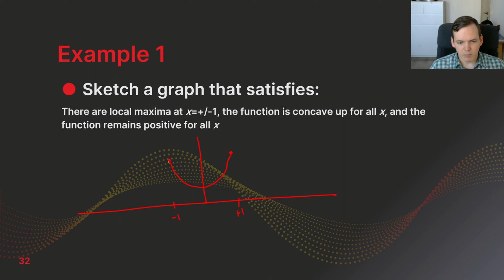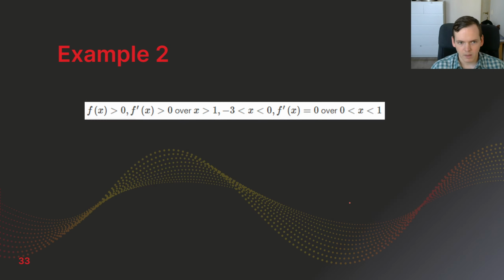And then the only way for this to be a maximum is if it goes down afterwards, but if it's going to be concave up, it's got to end up doing something like this. Same thing for the other side. So it may not be this exact shape, but this is a graph that fulfills those conditions. Concave up everywhere, all smiley faces. There's local maxima here and here, and it stays above the x-axis, so it's positive for all x.